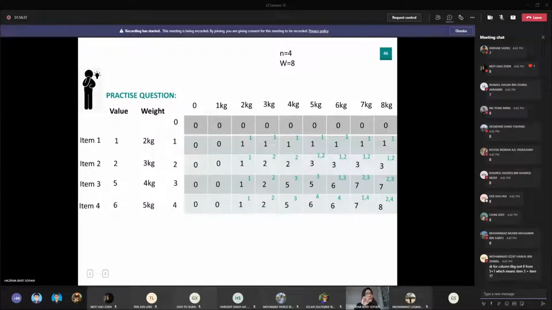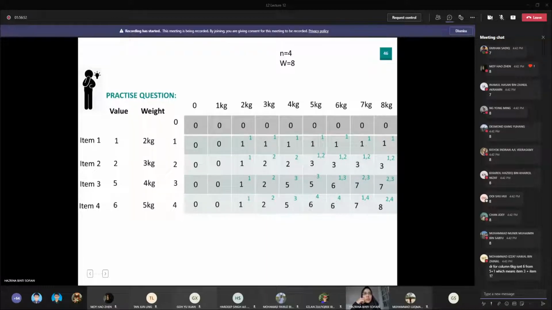So at first, the name of the course is algorithm design and analysis. You design first, then you analyze whether the time complexity can be improved or not. Okay, bear that in mind.